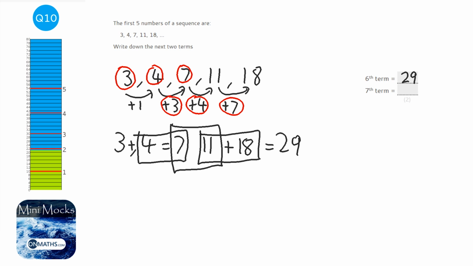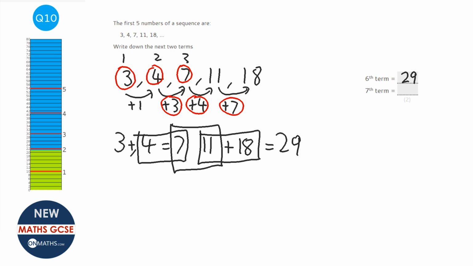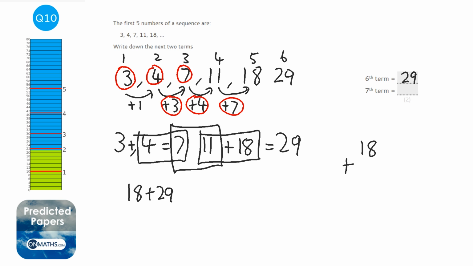Let's just check that's the 6th term. 1, 2, 3, 4, 5. So yes, that would be the 6th term, would be 29. Then we need to add the 18 and the 29 together. And when the numbers get big, if it's not on the calculator paper, you can just add them like this.